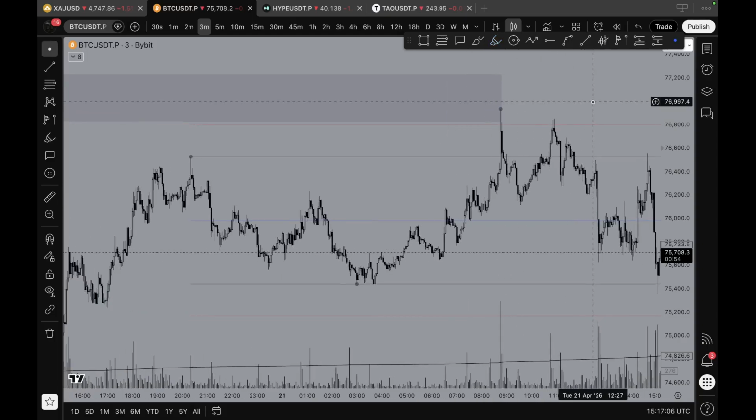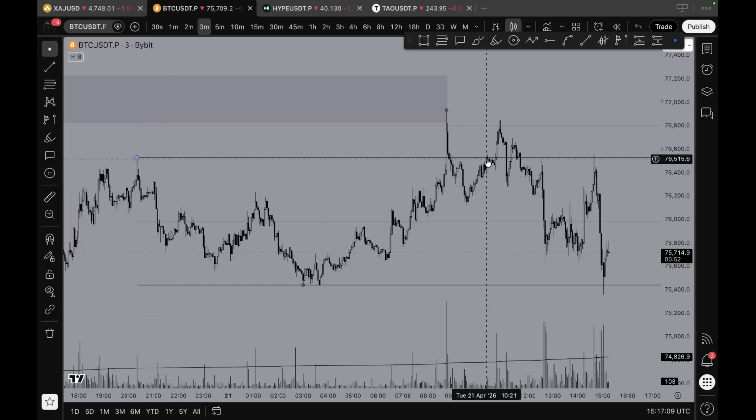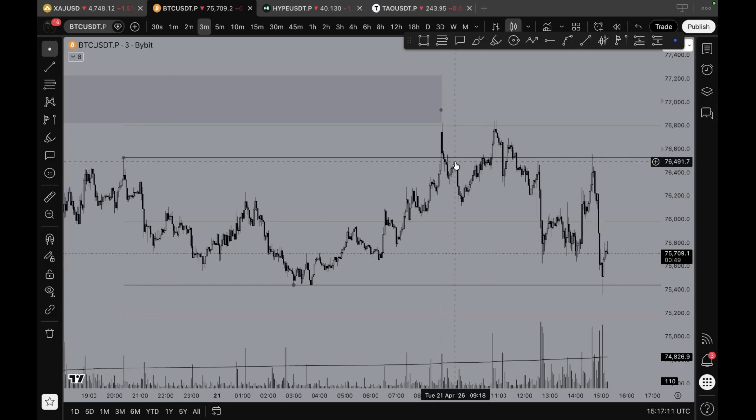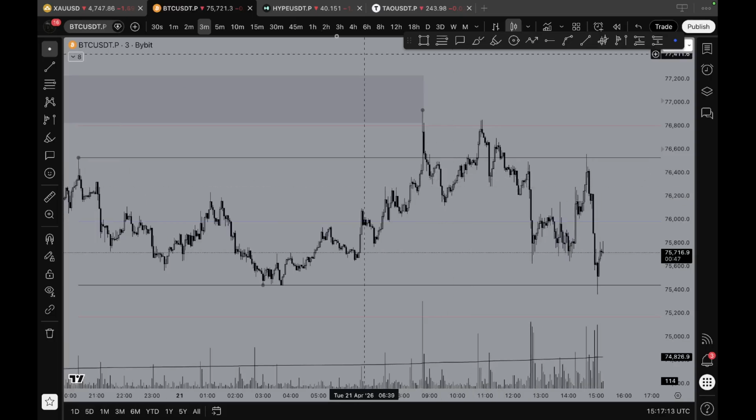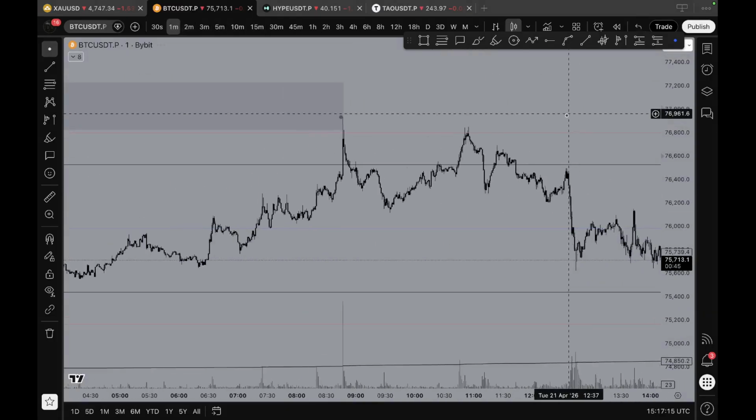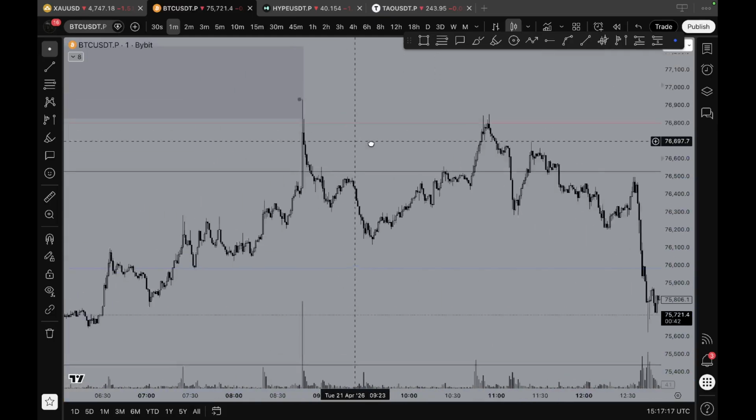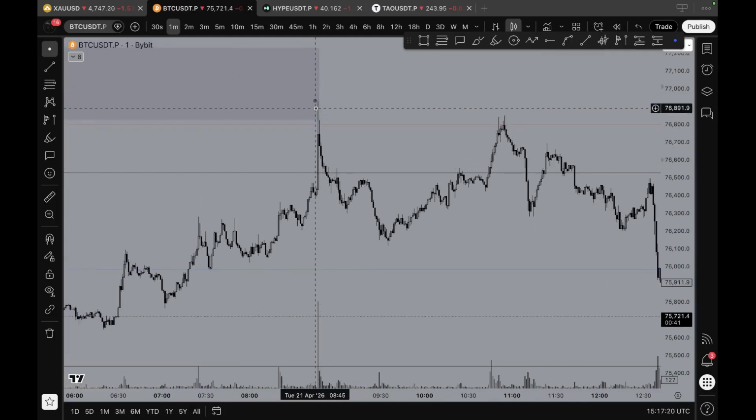And then during London, I took a local scalp right here. I got stopped out of that. Then later on, I was watching because I knew there were a lot of buyers trapped in this wick.